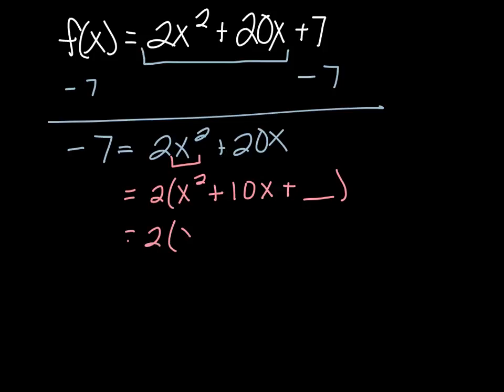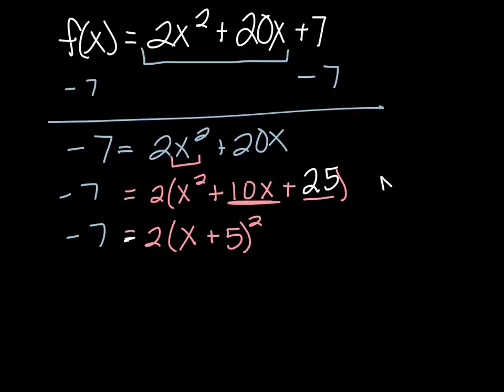I'm going to do what's called a method, I call it half and squared. I take half of this, so half of 10 is plus 5, and plus 5 squared, so 5 squared is 25. So now, to keep things consistent on both sides, what I do to one side I have to do to the other. But now the question is, how much did I add to that right side?